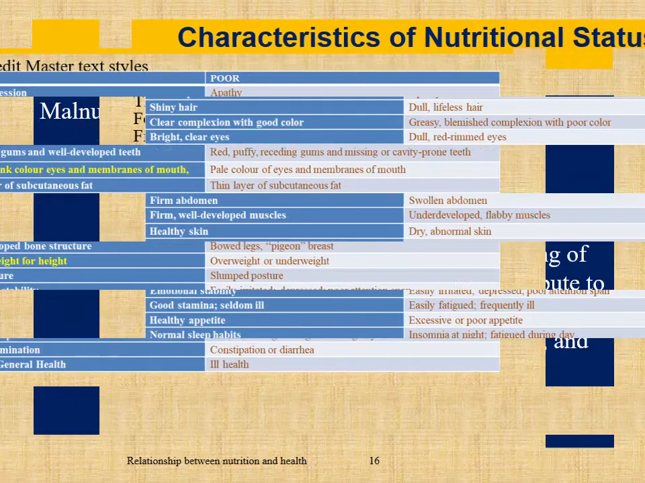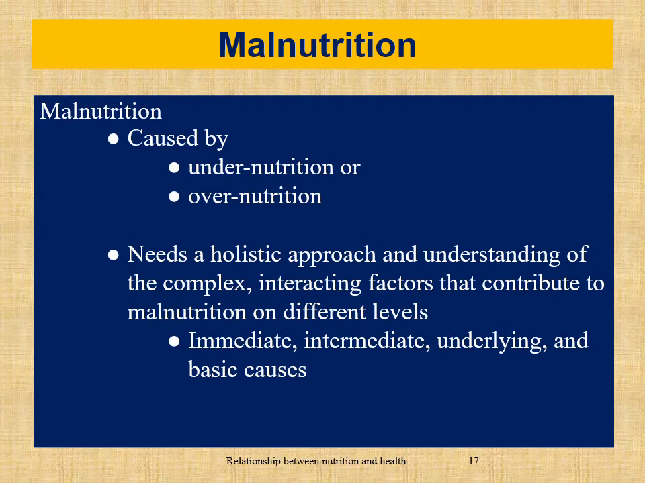ill health. Malnutrition. Malnutrition is caused by undernutrition or overnutrition. Malnutrition needs a holistic approach and understanding of the complex interacting factors that contribute to malnutrition on different levels, such as immediate, intermediate, underlying, and basic causes.